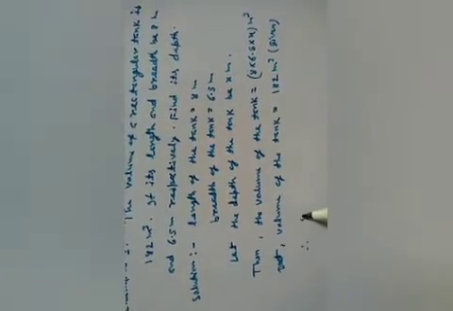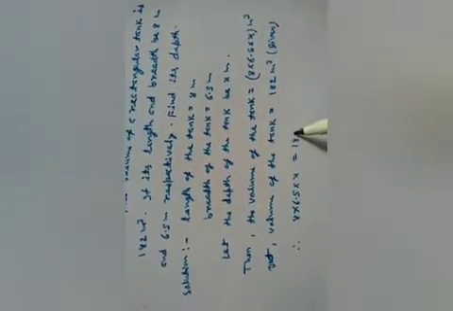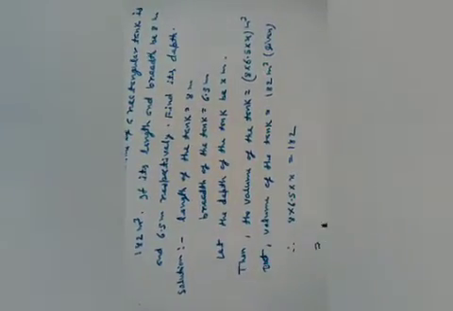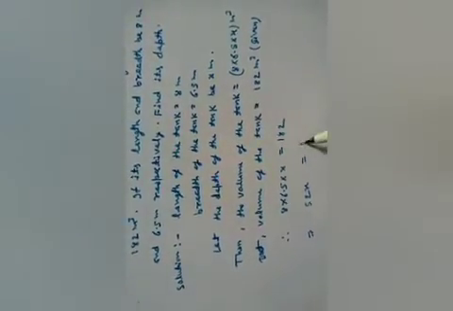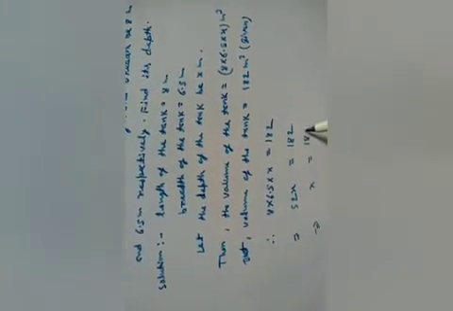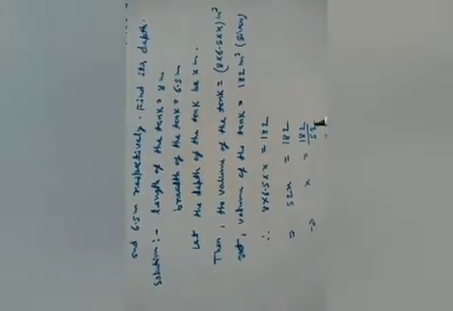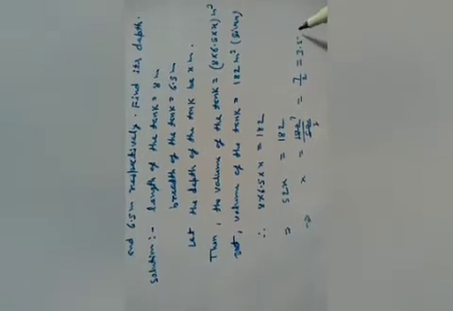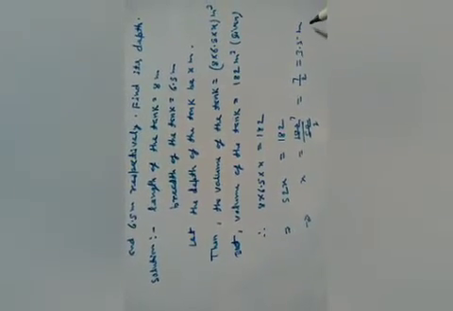Therefore 8 into 6.5 into x equals 182, which implies 52x equals 182. So x is equal to 182 by 52, which is 7 by 2, equal to 3.5 meter. This is our answer.